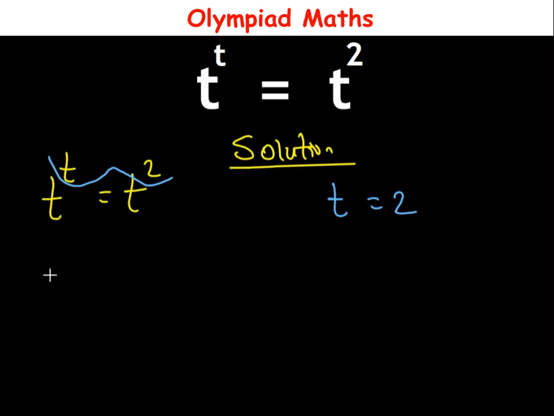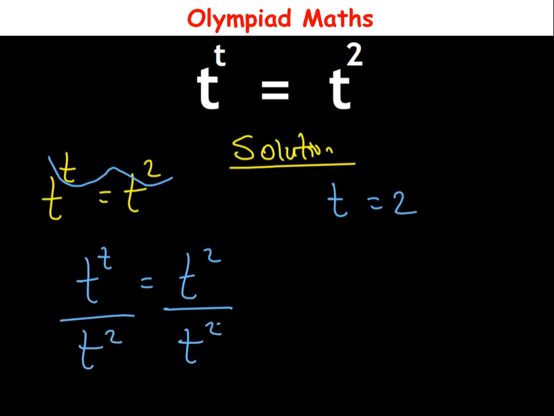So from here to solve this, the first thing we're going to do, we have t raised to power t is equal to t raised to power 2. The first thing we're going to do is to divide both sides of the equation by t raised to power 2. So divide t raised to power 2 over t raised to power 2. If you divide this by this, we have 1. So t raised to power t over t raised to power 2 is equal to 1.